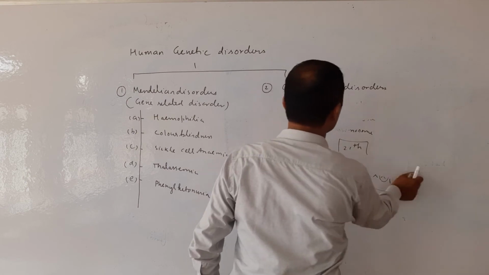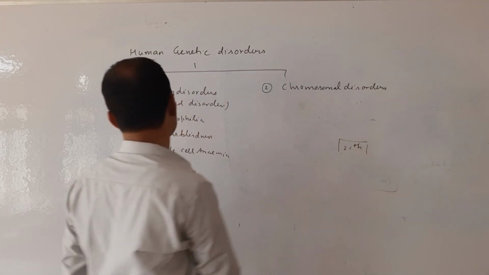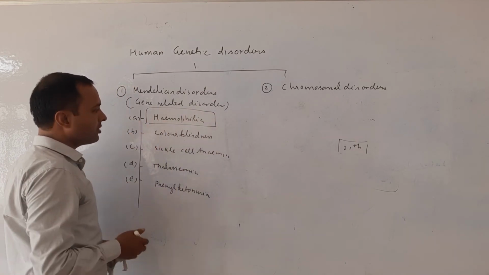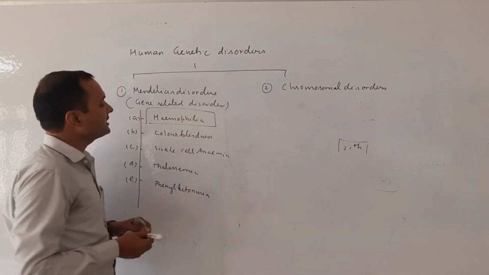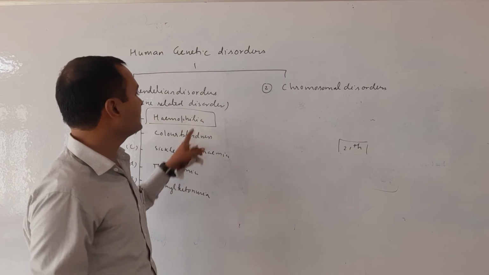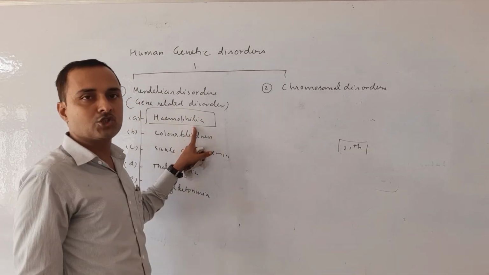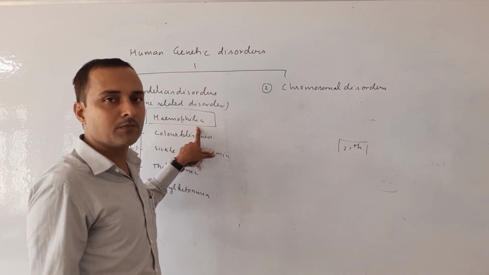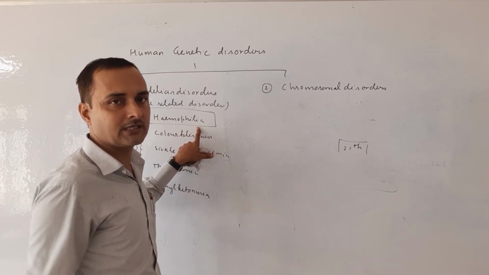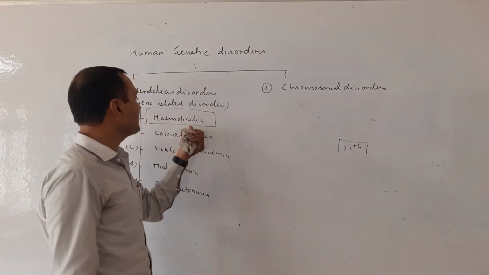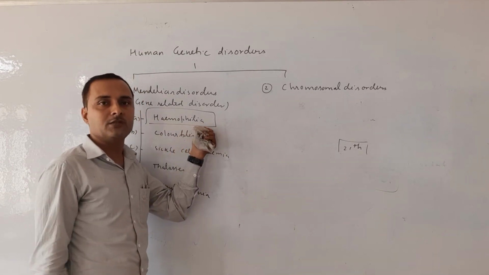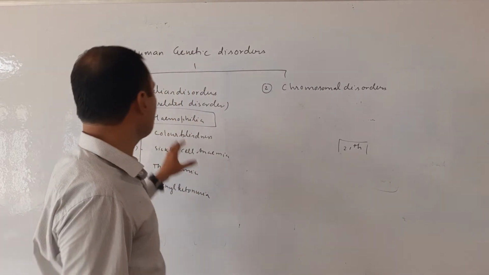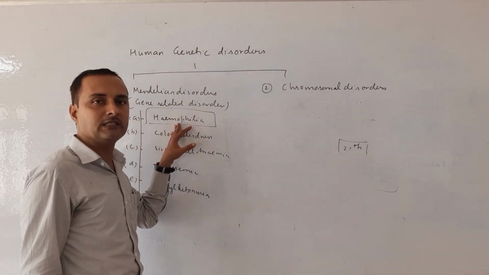Let us see the gene-related disorders. First one, hemophilia. This type of disorder is caused due to the gene responsible for synthesis of the factor responsible for blood coagulation, especially factor 9. When this factor becomes mutated and non-functional, there is excessive loss of blood. It is also known as the bleeder's disease.